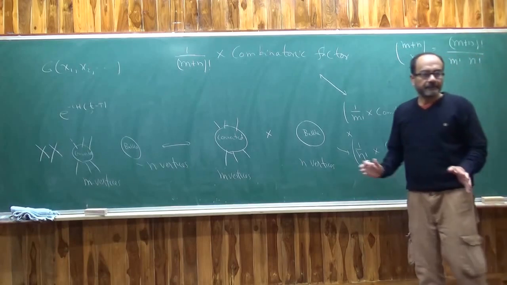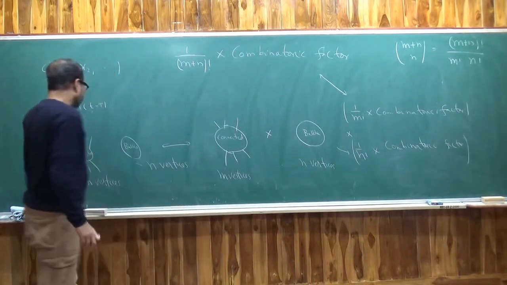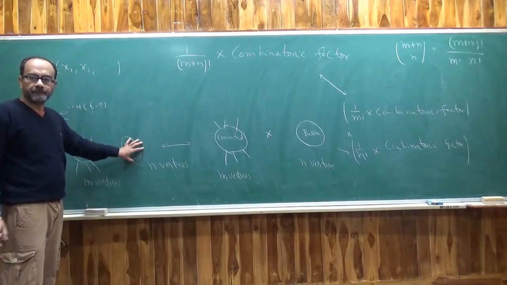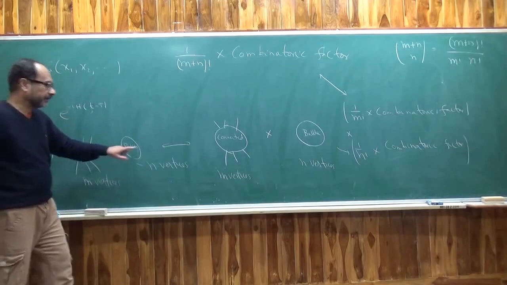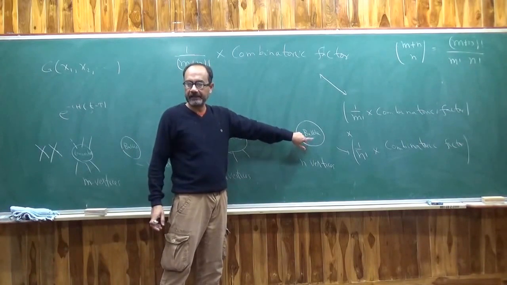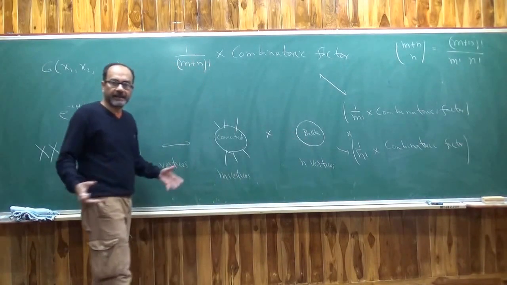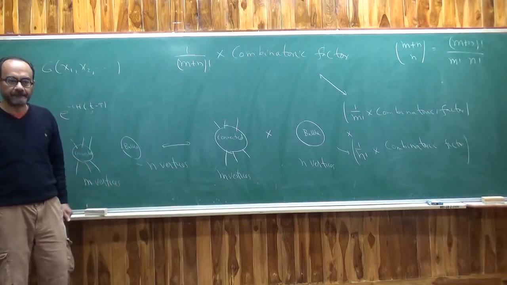Okay. So what you have to just convince yourself is that once we have decided that m vertices go here and n vertices go there, then for every possible way of connecting things here, there is a possible way of connecting things here times a possible way of connecting things here. Because the topology of the diagrams is exactly identical in these two cases.